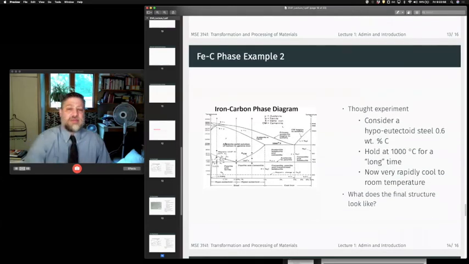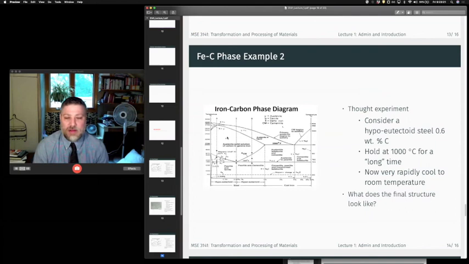Okay, so let's do the same thing. We're going to hold at 1,000 C for a long time, and then rapidly quench as fast as we can. So our cooling rates are going to be hundreds of degrees per second, so that we get down to room temperature in 1 or 2 seconds.